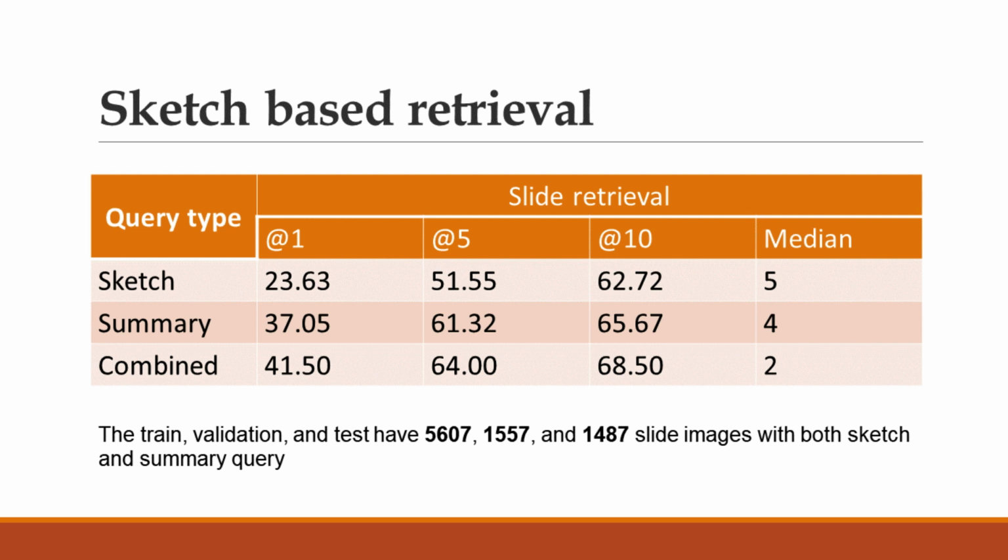As shown in the table, we obtain recall at 1 as 37.05% in summary-based retrieval, and for the sketch retrieval is 23.63%. In the combination of sketch and summary queries, we got a result of 41.5%. Here, we notice that the sketch-based retrieval does not perform as summary-based retrieval. However, the combination helps to retrieve the slide image efficiently.